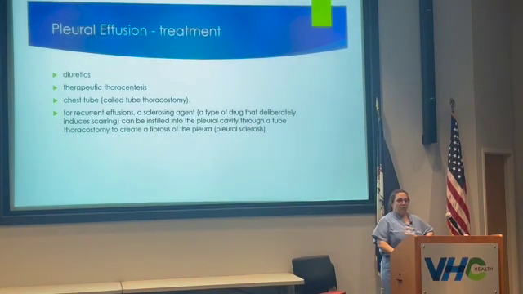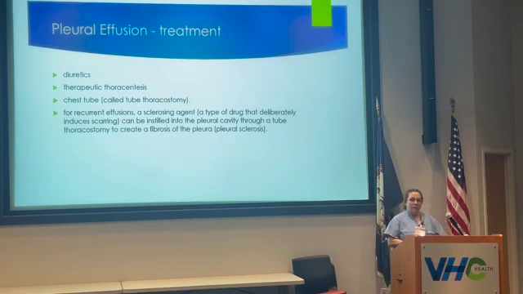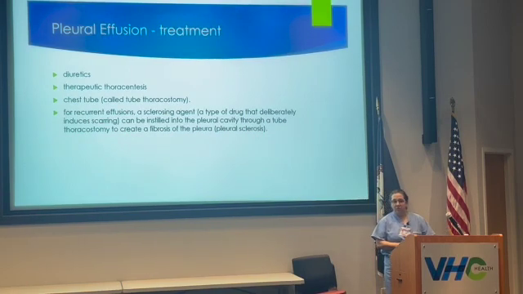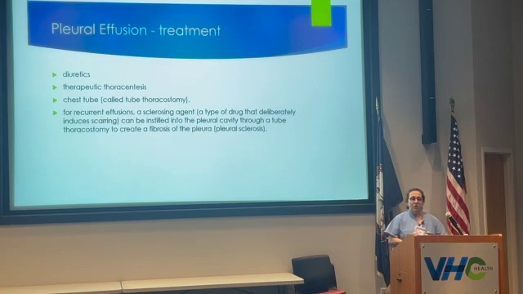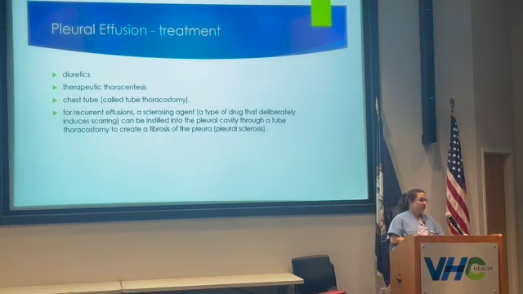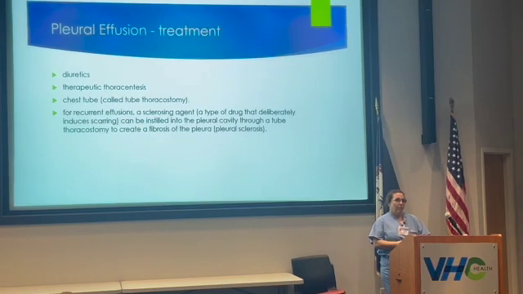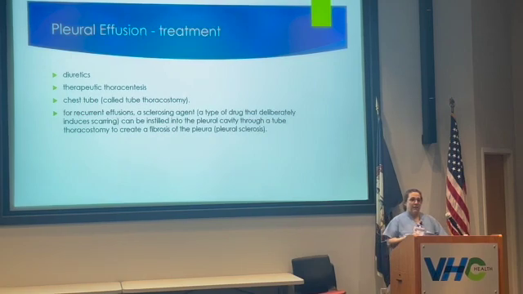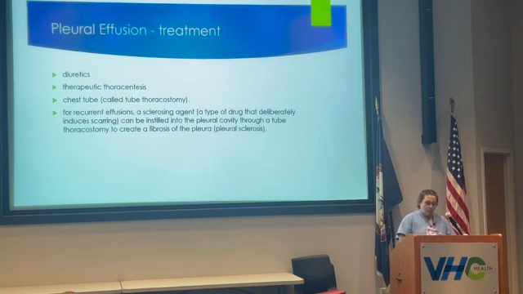So what do we do to get rid of effusions? Well, we can diurese the patient. Obviously, if the effusion is related to heart failure or fluid overload, then sometimes diuretics do work. Frequently, we have to get rid of the fluid by some sort of invasive way, either a thoracentesis, which is sticking a needle in and drawing the fluid off, or a chest tube.